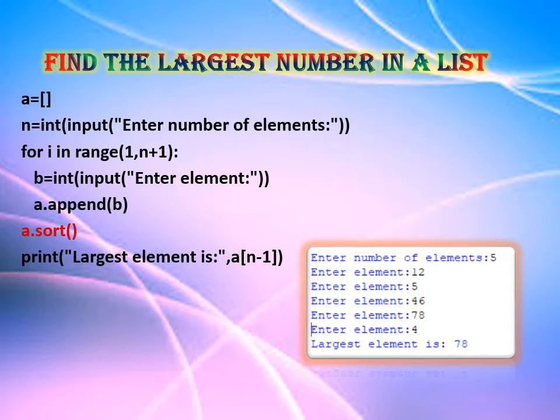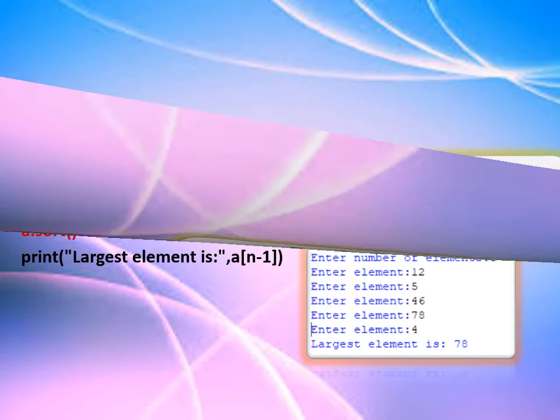In the example, the number of elements 5 is given, so 5 elements are added in the list, and next it is sorted, and finally we got the biggest element in the list, without using the max function.